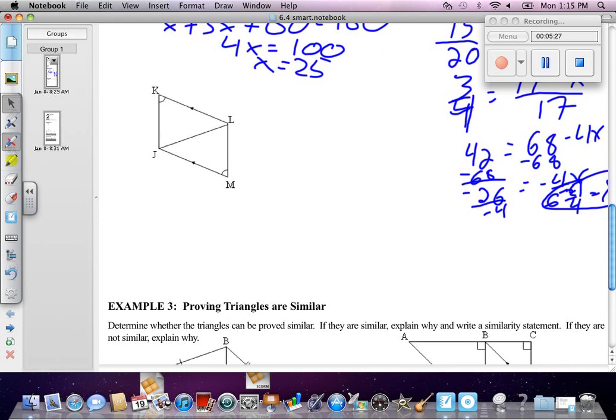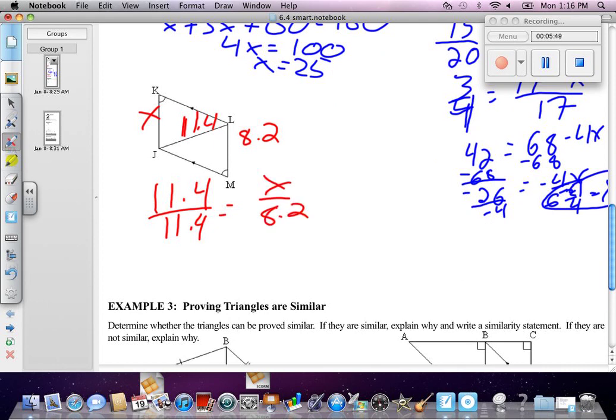Okay, so we're looking at this. We have x, 11.4, and 8.2. Okay, so we've got two triangles. They both share the same side, 11.4 over 11.4, and then it would be x over 8.2. So what do you think x is going to be? What is 11.4 over 11.4 reduced to? 1. So what do you think x is going to be? 8.2. Because it would also have to reduce to 1.